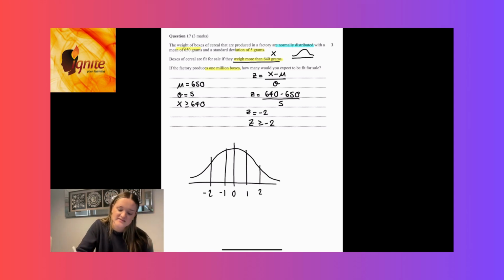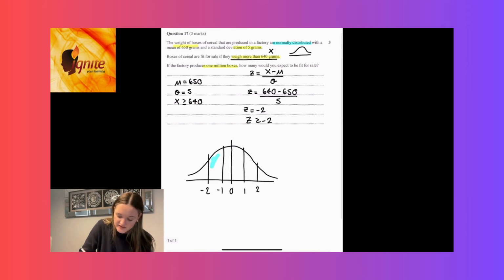So if we're looking for when Z is greater than or equal to -2, in my diagram here, we're looking specifically for this percentage. So we're going to work with our formula sheet to see how we can get that percentage. What we know from statistics is that anything on either side of our mean is going to be 50%. So this part here is going to represent 50% of our data. But we still have this part here between a Z-score of -2 to 0 that's still unaccounted for.